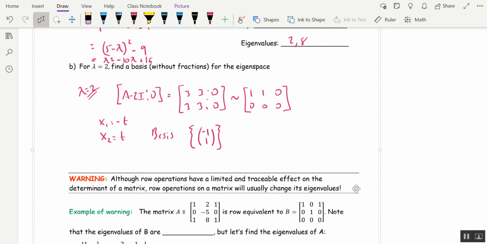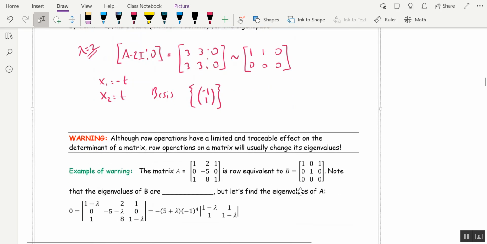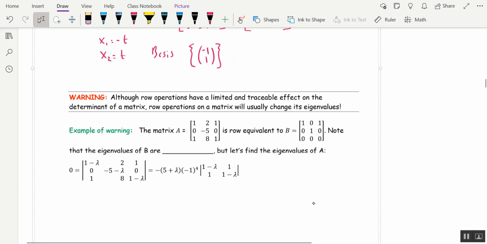And to show you a concrete example, here's a matrix A, and it's row equivalent to B. You'll just have to trust me on that, or you can do it out. But these two are row equivalent. I'm going to show you they have different eigenvalues. The eigenvalues of B, since B is triangular, we can read right off the main diagonal. They're 1 and 0. 1 is a repeat eigenvalue. All right, but to find the eigenvalues of A, that's going to be harder.